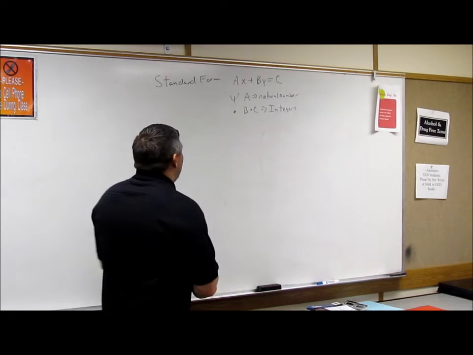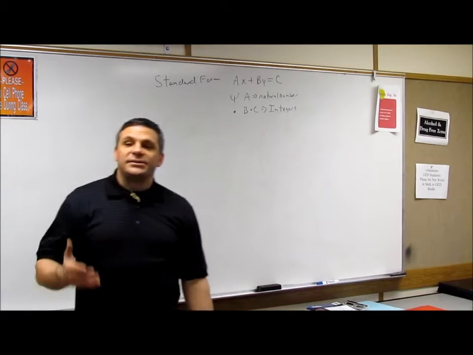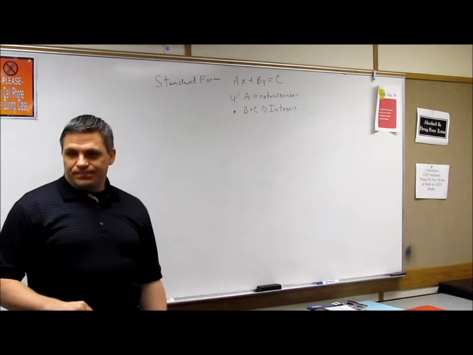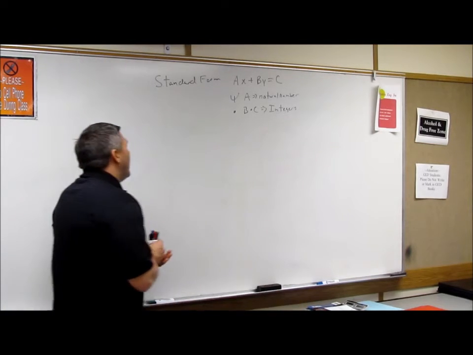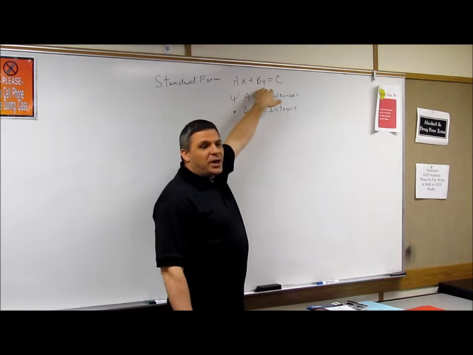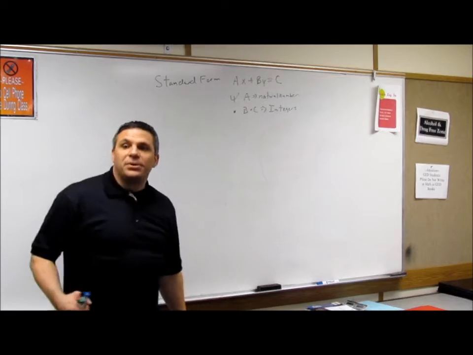So anything in front of x would be a positive 1, a positive 2, a positive 3. No negatives in front of the x. And obviously, any whole number could be in front of the y or as the c. So b and c can be any whole number.